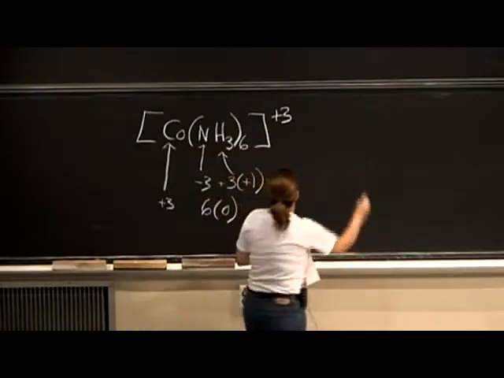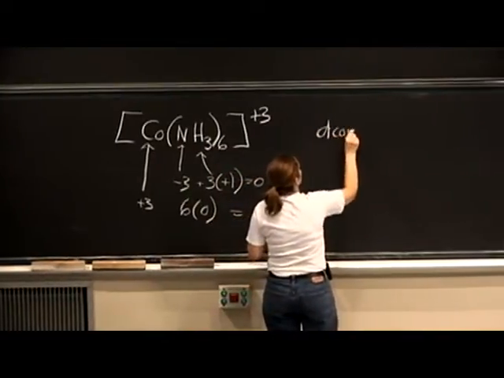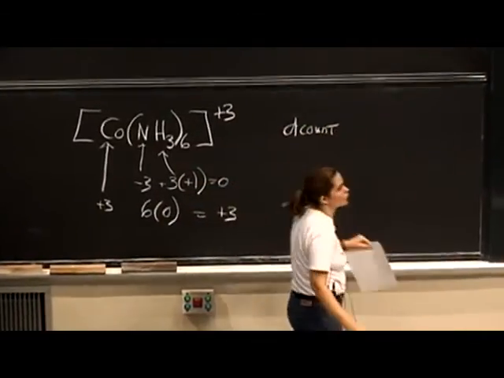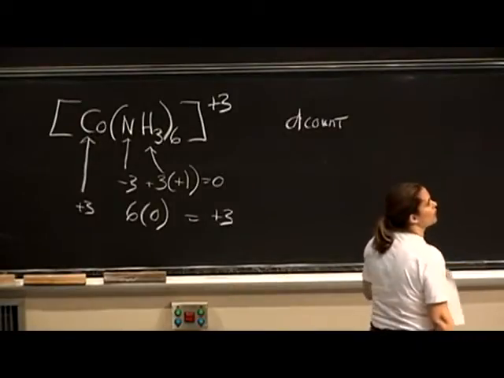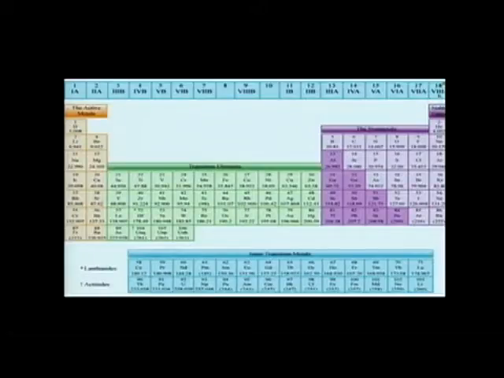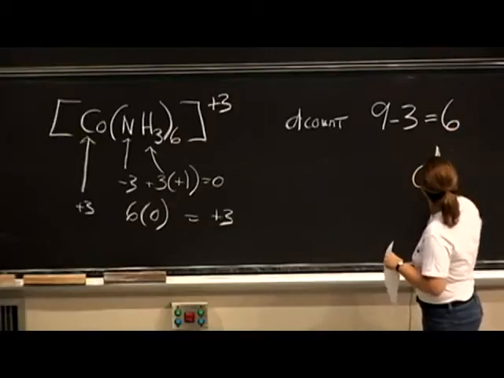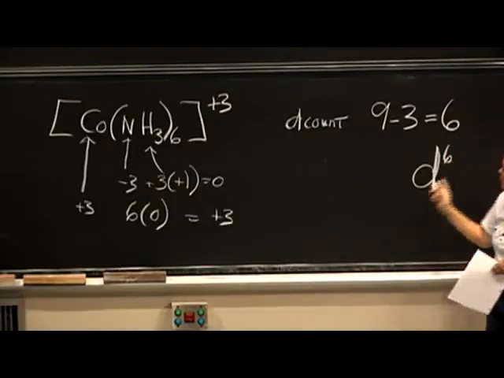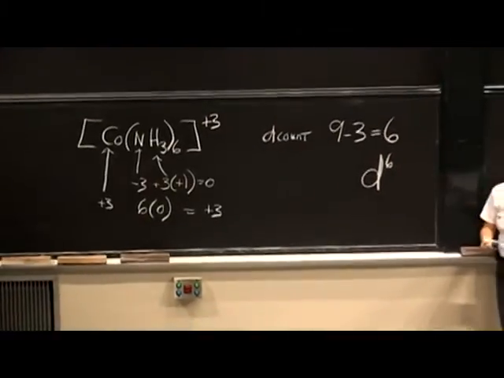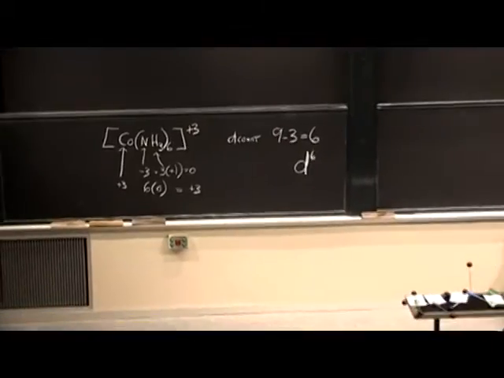So then our d count for our electrons is going to be the group number. For cobalt, what's the group number? 9. So 9 minus 3 is 6. So this cobalt in this complex is what's called a d6 system.